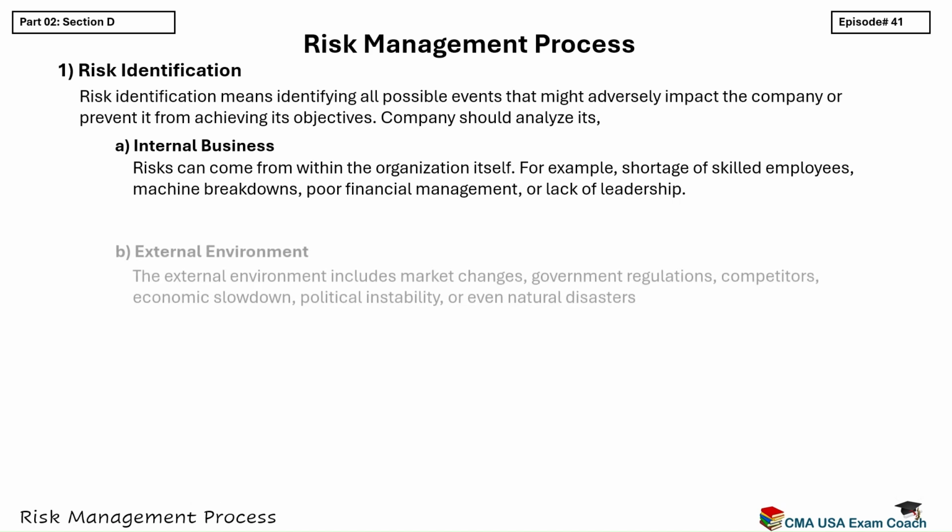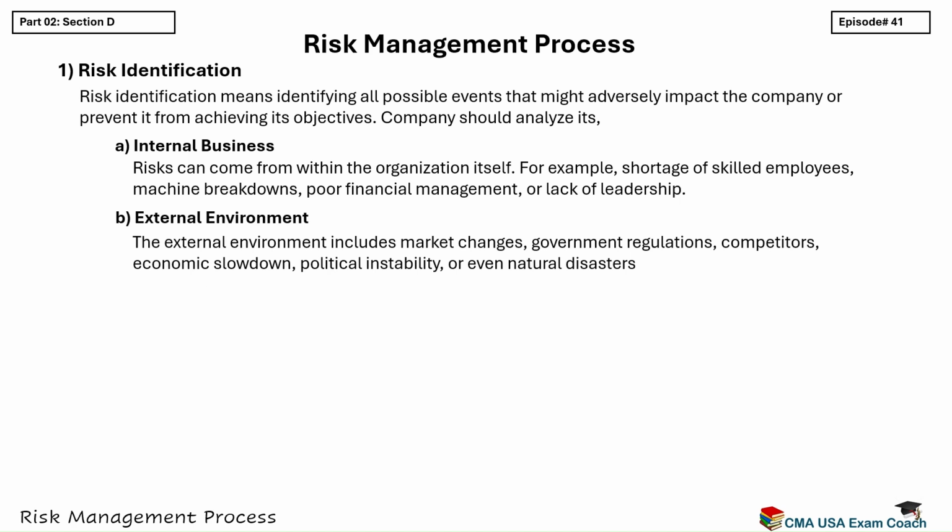B. External environment. Businesses do not operate in isolation. The external environment includes market changes, government regulations, competitors, economic slowdown, political instability, or even natural disasters. For instance, a sudden increase in raw material prices or new government tax rules can pose a serious risk.